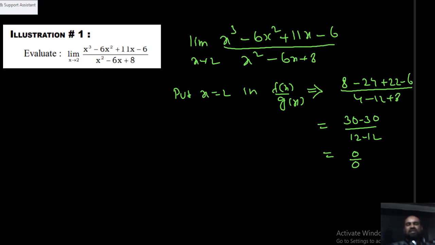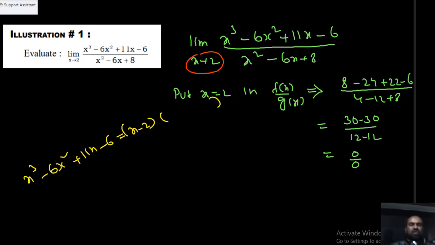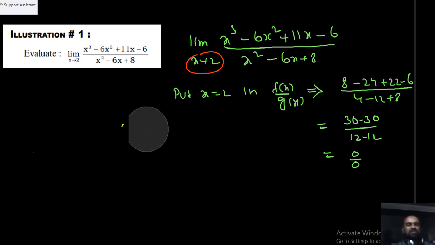So what this is saying, students, listen, is that x minus 2 is one of the factors of the numerator as well as the denominator. Okay, so I want to write, students, here x cube minus 6x square plus 11x minus 6 should be equal to x minus 2 into some quadratic polynomial, because this is a third degree polynomial, clearly x minus 2 is one of the factors.